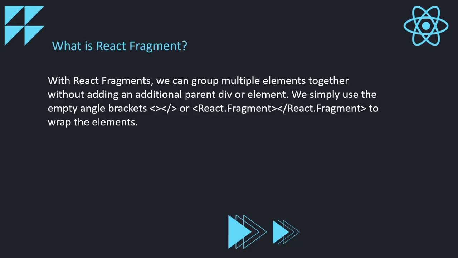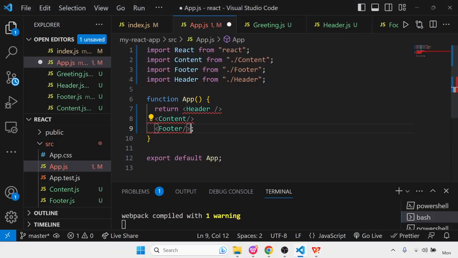So what is React fragment? With React fragment, we can group multiple elements together without adding an additional parent div or element. We simply use the empty angle brackets or React fragment to wrap the elements. So let me explain what React fragment is and what it does. Basically, you can see that we are getting an error. This kind of error is because we are calling multiple components one after the other.